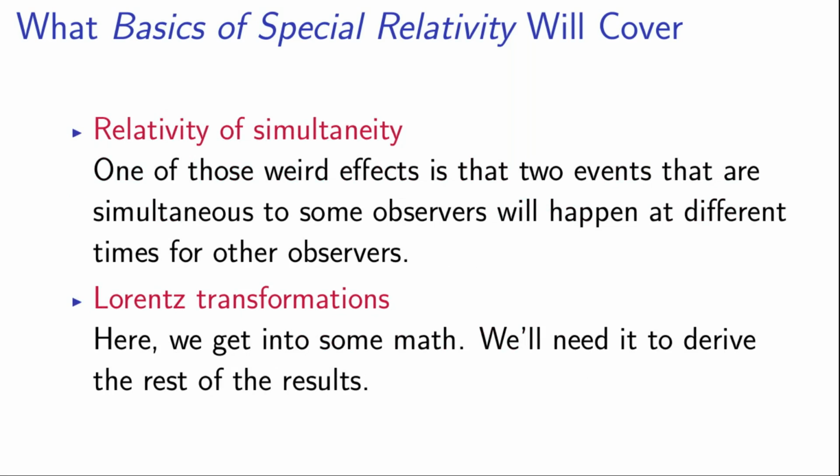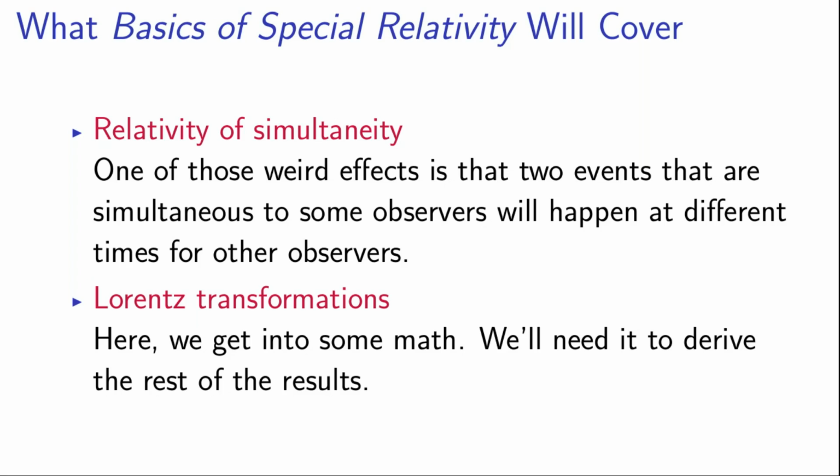Then, the next thing we'll look at is the relativity of simultaneity. So, one of those weird effects of special relativity is that two events that are simultaneous to some observers will happen at different times for other observers.